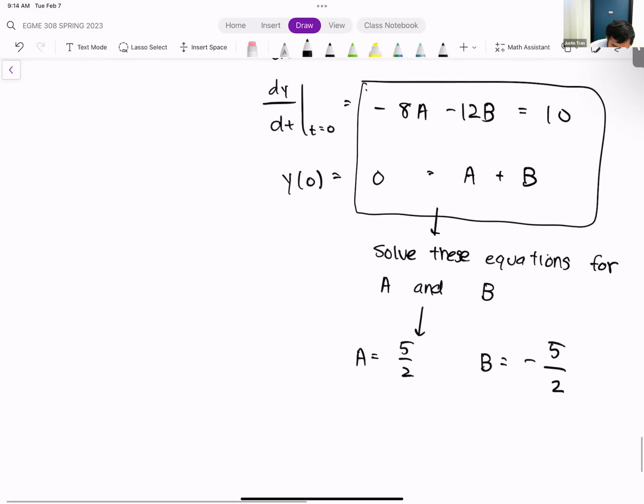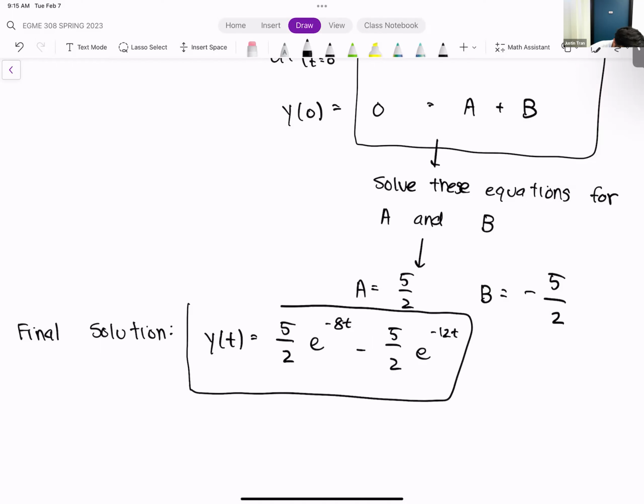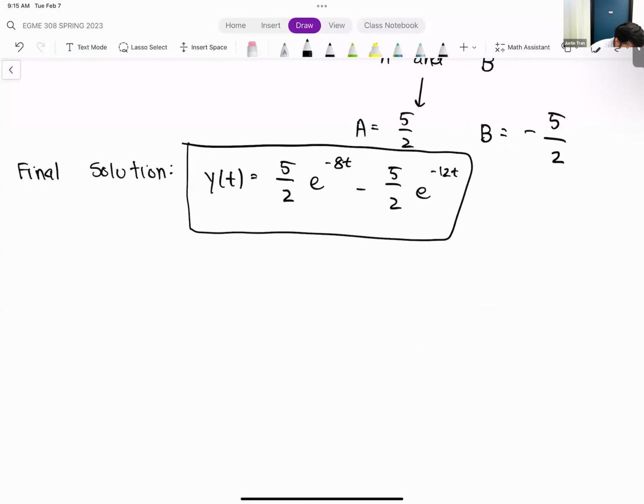Let's go ahead and plug this into our final solution. You get y of t equal to 5 over 2 e to the minus 8t minus 5 over 2 e to the minus 12t. Let me show you the graph of the solution just so that you can see it.